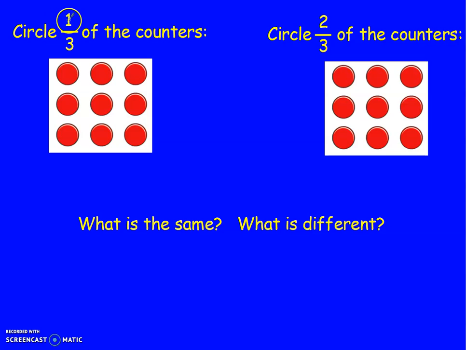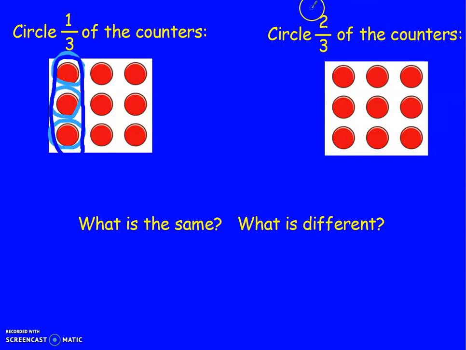So we're going to circle 1 out of every 3 of the counters. So on the top line I've got 3 counters, 1, 2, 3. So I can put a circle around one of those. On the next one I've got 3 counters, so I'm going to put a circle around one of those. On the last row I've got 3 counters, so I can put a circle around one of those. So altogether I've circled 3 counters. So 3 out of 9 are shaded, which is the same as 1/3.